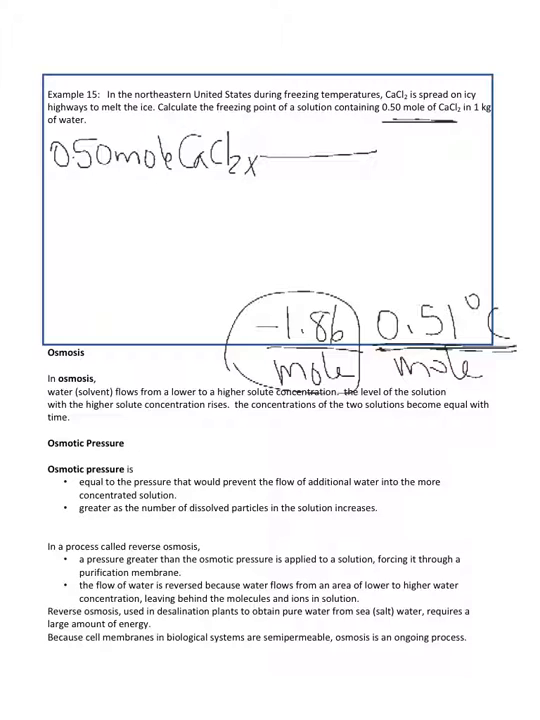Calcium chloride is an ionic compound. Therefore, it's going to break down into ions. We're going to have a calcium ion and 2 chloride ions. Remember that calcium forms a cation with a charge of +2, and chlorine forms an anion with a charge of -1. So we have 1 calcium and 2 chlorides for a total of 3 moles of particles for every 1 mole of calcium chloride. So 1 mole of calcium chloride has 3 moles of particles.